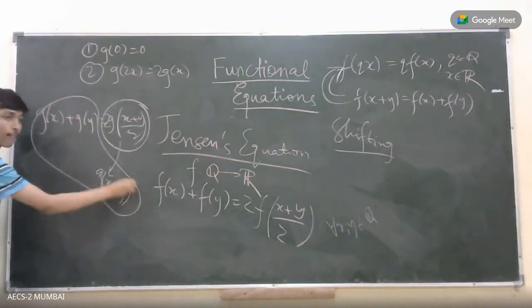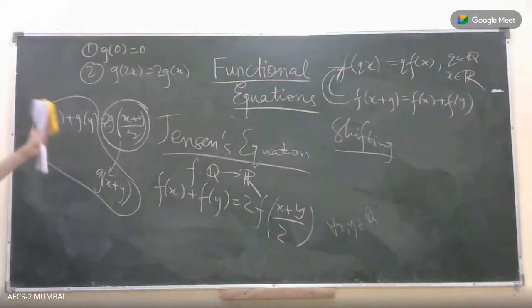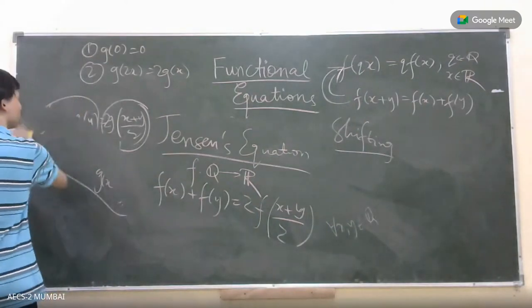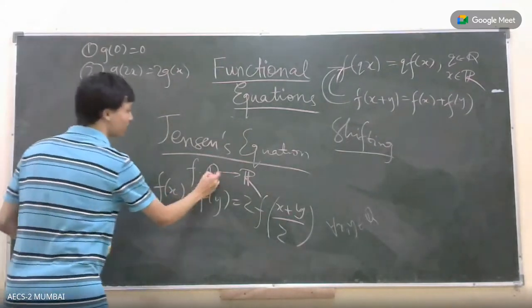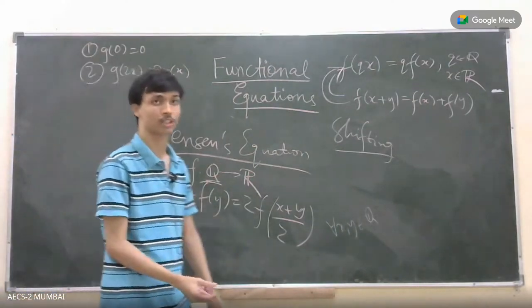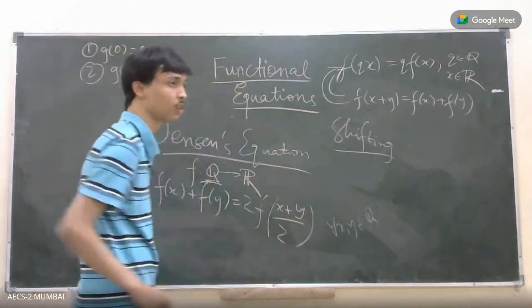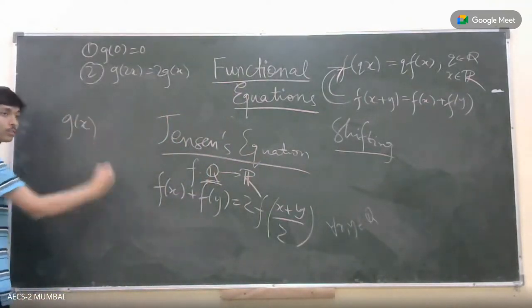What do you get? G actually satisfies Cauchy. So what does that mean? And the codomain of G is Q. So G is a function with domain rational numbers and it satisfies the Cauchy equation. So what do we get? Gx equal to what?